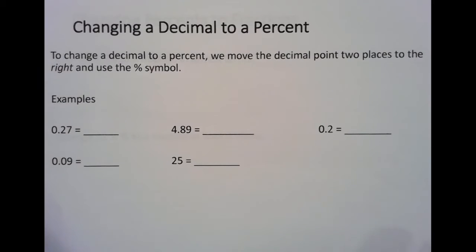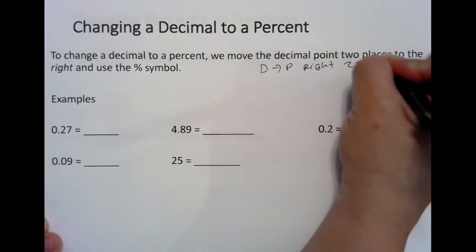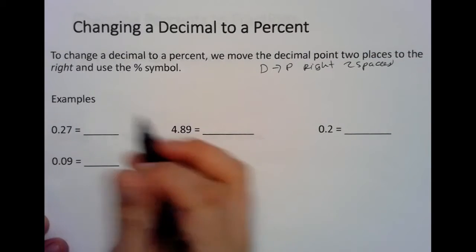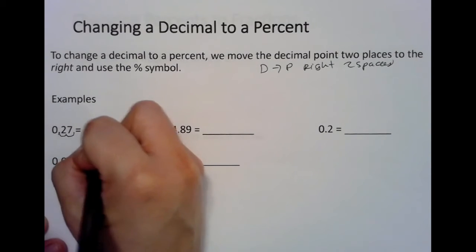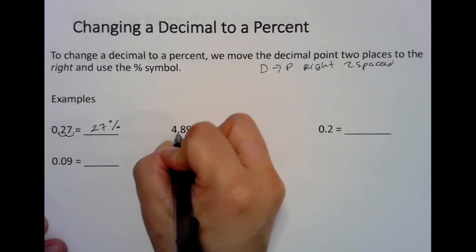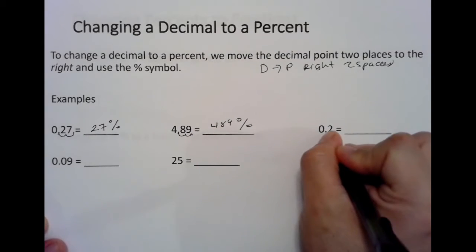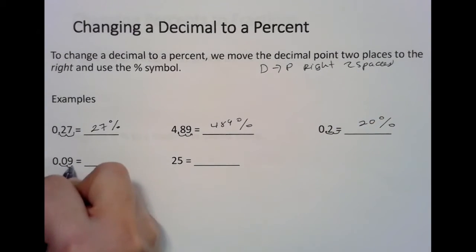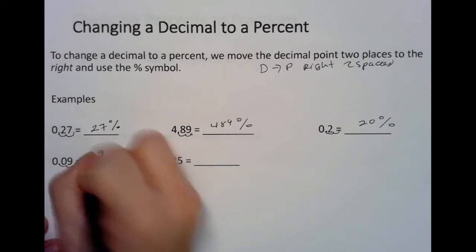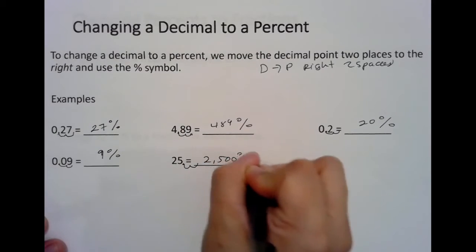Okay, if we want to go from decimal to percent, then we go to the right, 2 spaces. Okay, and then we add the percent symbol. So 0.27 becomes 27%. 4.89 as a percent becomes 489%. 0.2 becomes 20%. 0.09 becomes 9%. And then 25 becomes 2,500%.